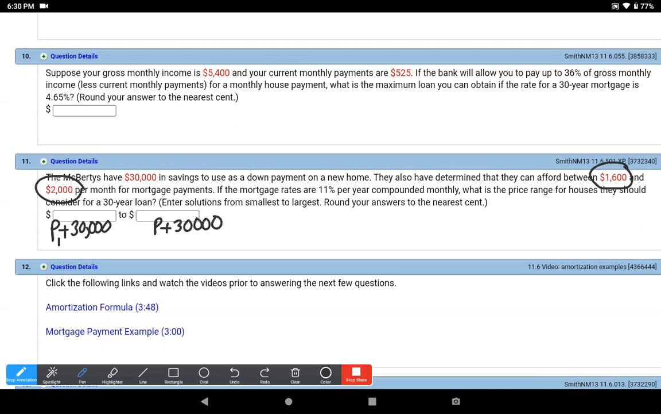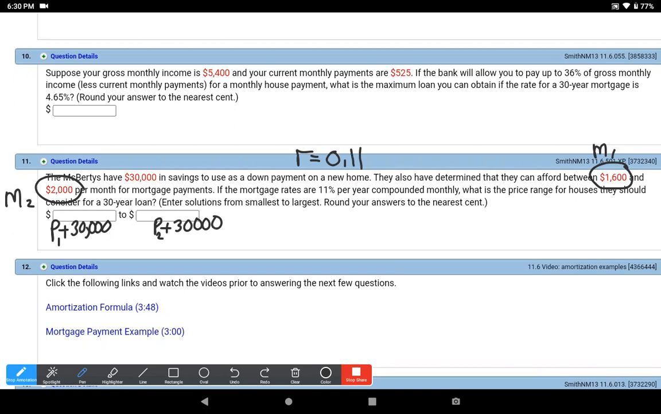So I'll call that P1 and P2 because we have an M1 and an M2, right? Because they have this range going on. So let's first find these 2 different P's, and then we'll add the down payment to it. P is just the amount these people are looking to finance, right? So the rate is 11%, so 0.11.